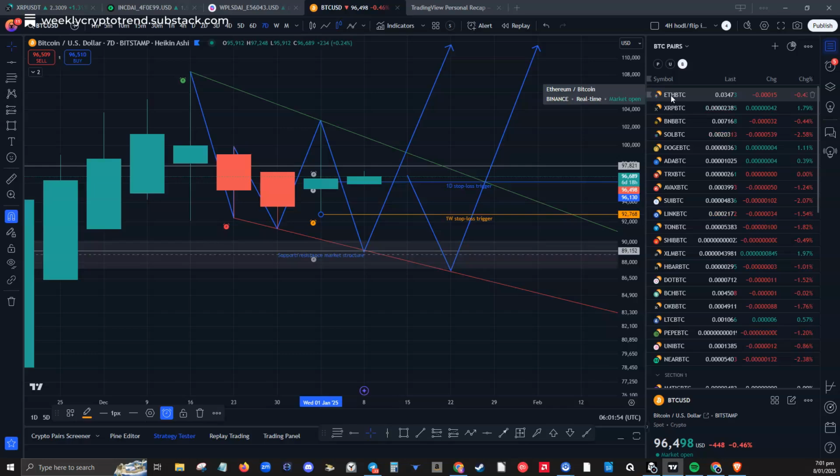Another thing I just want to touch on: you can continue using the Pionex rebalance bot. There's no issue with it.